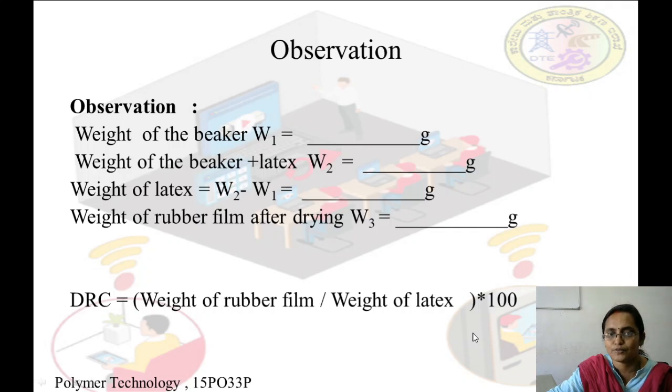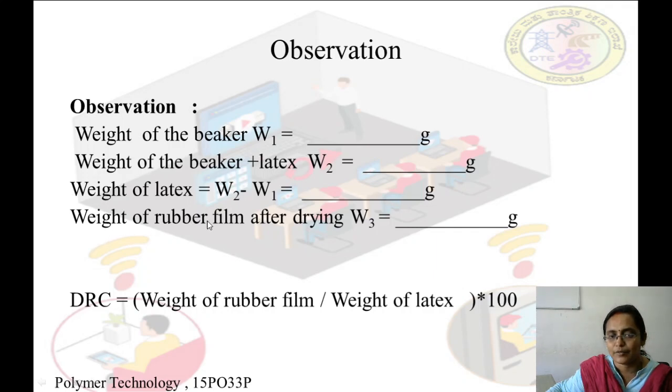We are coming to the observation part. Here the weight of the beaker is W1; we will be taking the weight of the beaker. After transferring latex, we will be taking W2, the weight of the beaker plus latex. Now the weight of latex we can calculate by W2 minus W1.